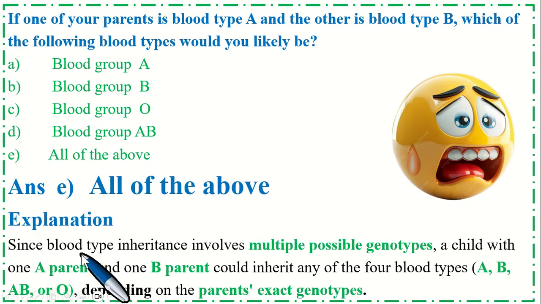Explanation: since blood type inheritance involves multiple possible genotypes, a child with one A parent and one B parent could inherit any of 4 blood types: blood type A, blood type B, blood type AB, or O, depending on the parents' exact genotypes.